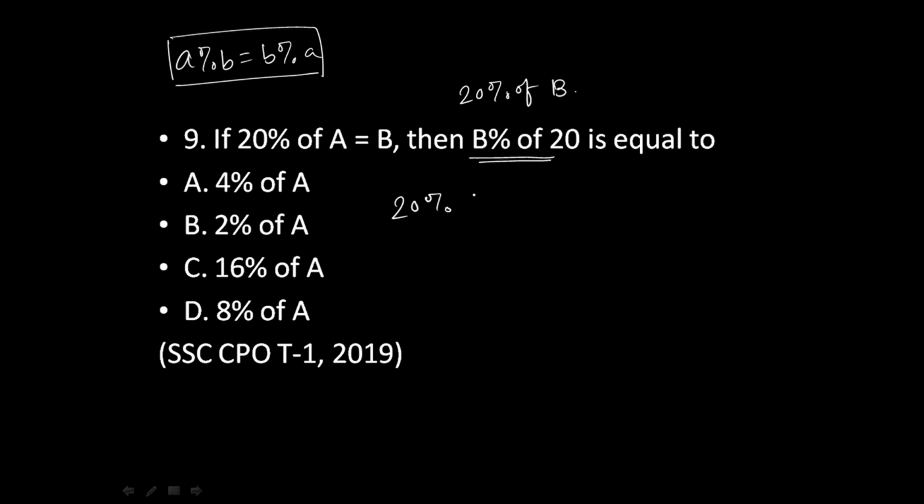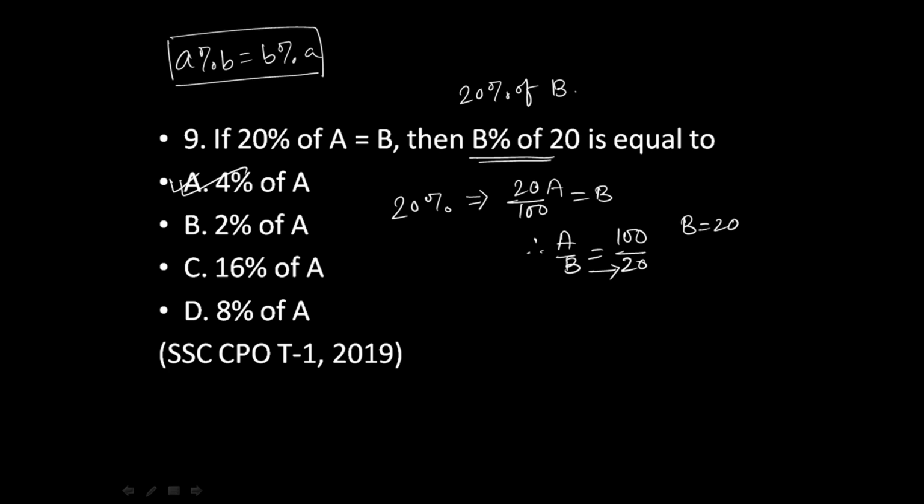20% of A, what does 20% mean? 20% means 20 by 100 into A is equal to B. So A by B is equal to 100 upon 20. So B's value is 20. B is 20. Clear? So 20% of 20 is what? 4% of A.